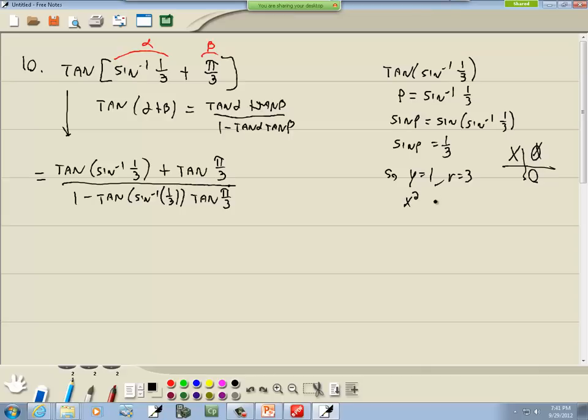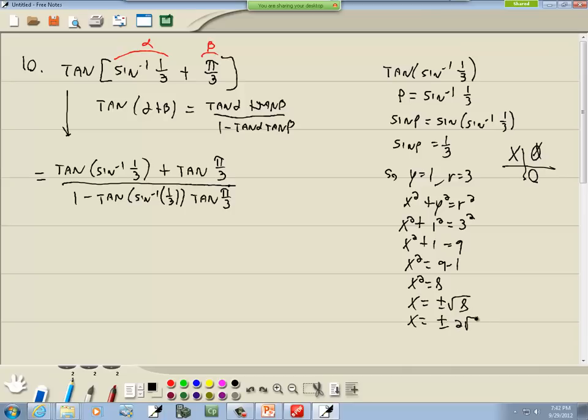Well, let's find x. So we've got x squared plus y squared is equal to r squared. So x squared plus 1 squared is equal to 3 squared. So we've got x squared plus 1 is equal to 9. Take the 1 over. We've got x squared is equal to 9 minus 1. X squared is equal to 8. Drop the squared, put a plus or minus square root around the other side. And we get plus or minus 2 square root of 2. Now, in quadrant 1, x is positive, so x is equal to 2 square root of 2.